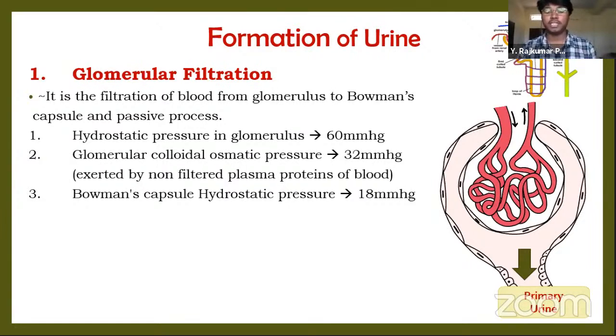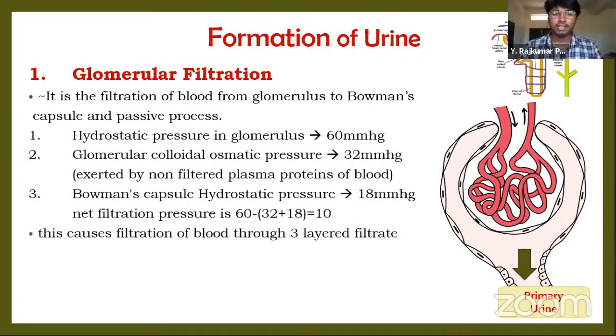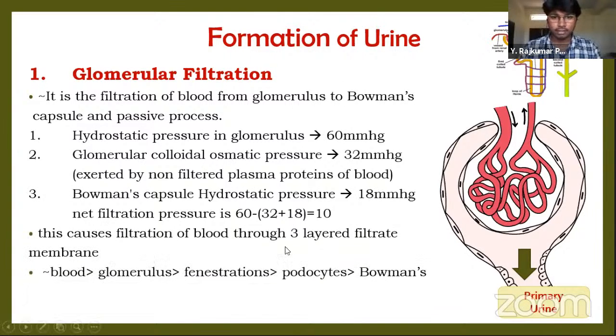So these are the 3 kinds of pressures which are applied, and finally the net pressure is 60 minus 32 plus 18. Now we must understand which pressure works in which direction. If we know this, we can subtract from the higher pressure to the lower pressure. Let's see what changes happen here. Let me show you how it happens.